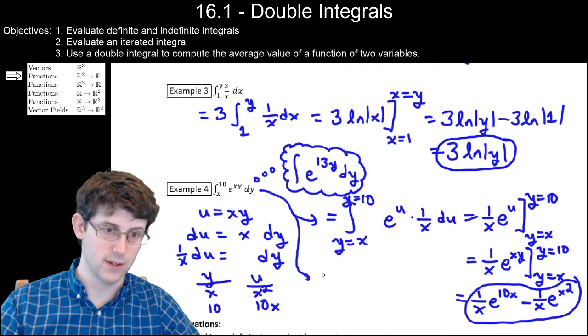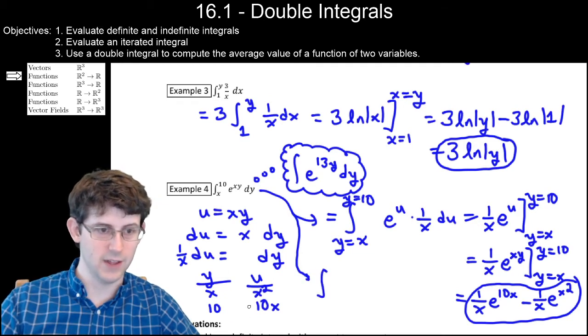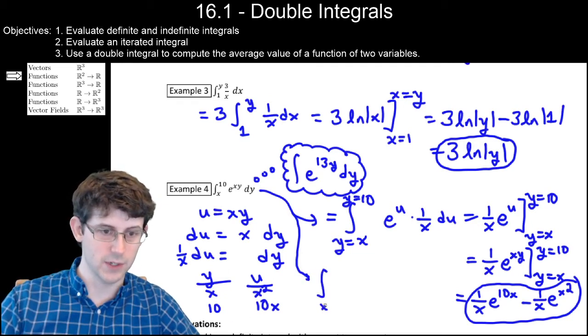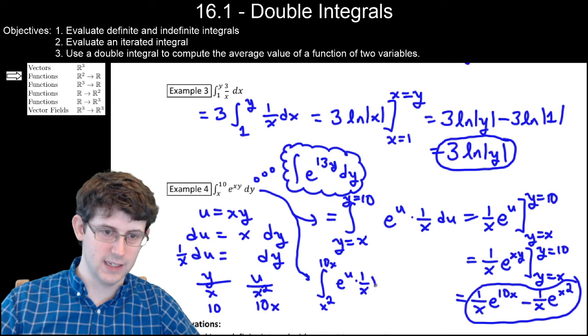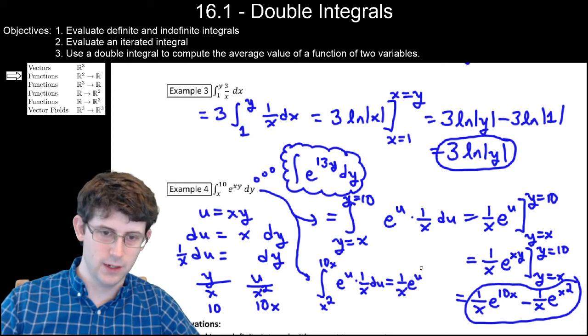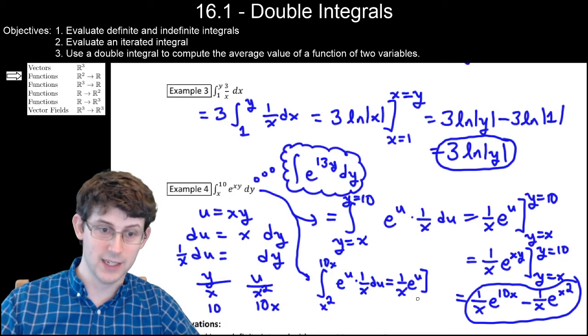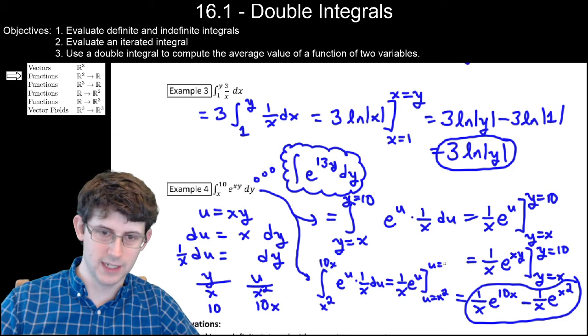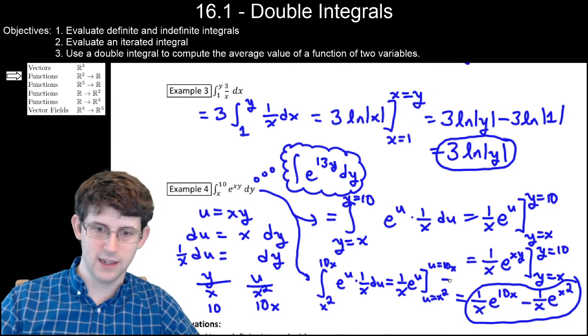This path looks like, well, now the integral is from u equals x squared to u equals 10x of e to the u times 1 over x du. And now I get 1 over x e to the u. But these are u bounds now, from u equals x squared to u equals 10x. And then you land right here at the answer.